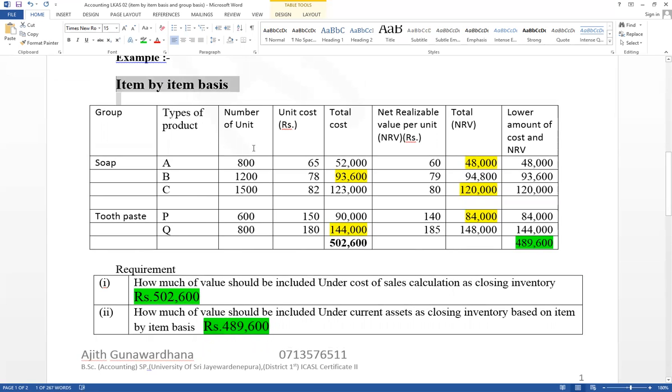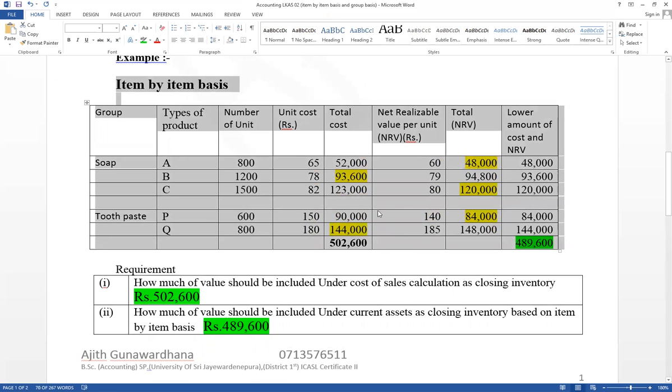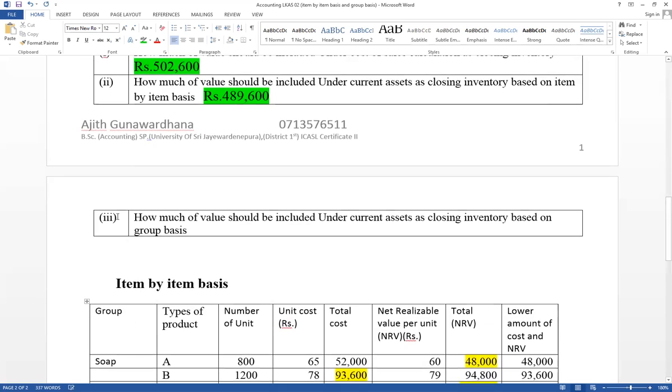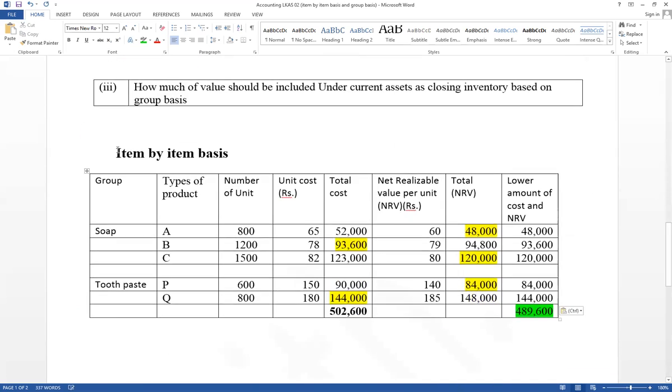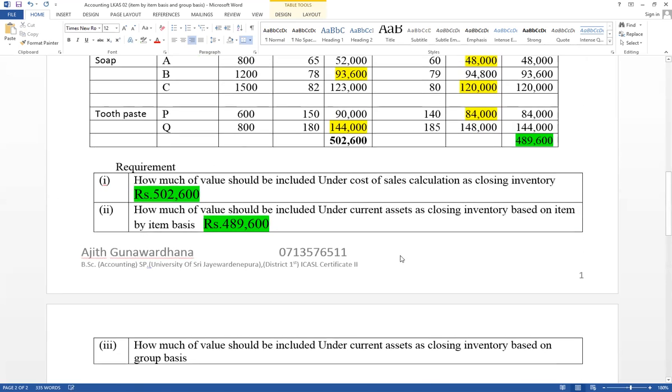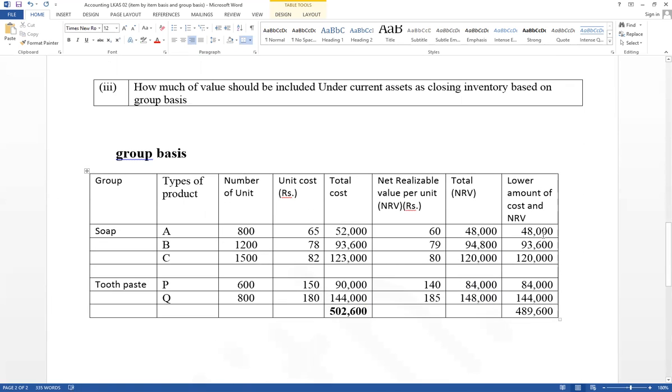Now think about group basis. When a business is going to apply the group basis, based on the same information, think about the group basis. Therefore, these are the groups. A business can apply the item by item basis and the group basis. Therefore, here there is no need to calculate like that. Think about the groups: soap as well as toothpaste.